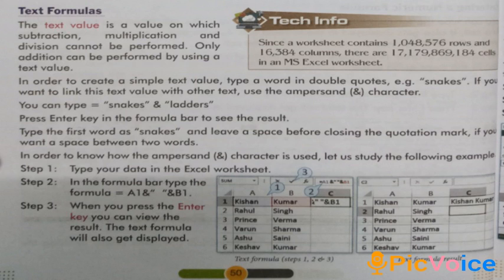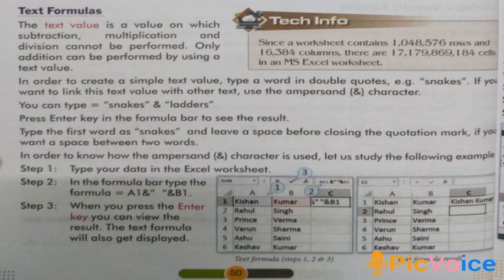Step 1. Type your data in the Excel worksheet. Step 2. In the formula bar, type the formula equal to A1 & " " & VIDEO-1. Step 3. When you press the enter key, you can view the result. The text formula will also get displayed.